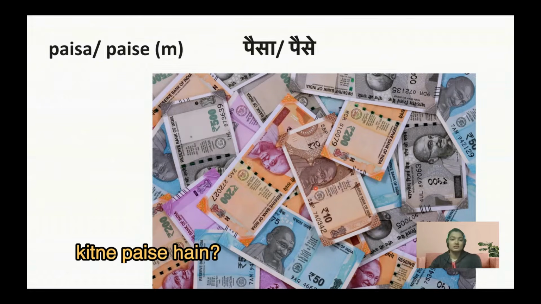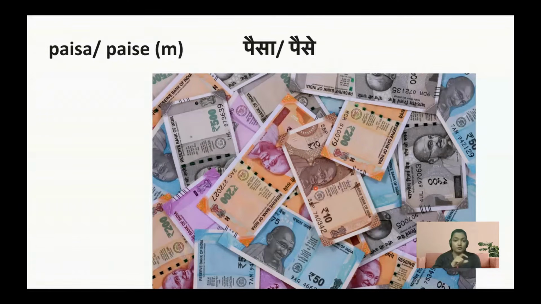For example, कितने पैसे हैं? How much money is that? कितने पैसे हैं? कितने with पैसे, because कितने is plural form and पैसे is also plural. कितने पैसे, you can't say कितना पैसे. कितना पैसा, कितने पैसे.